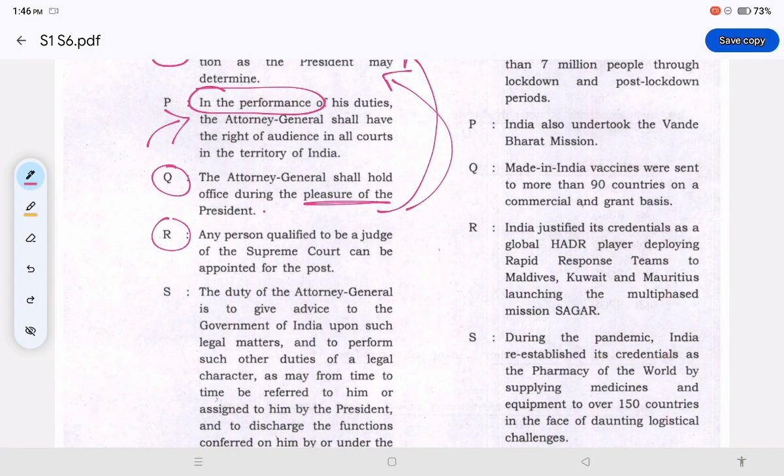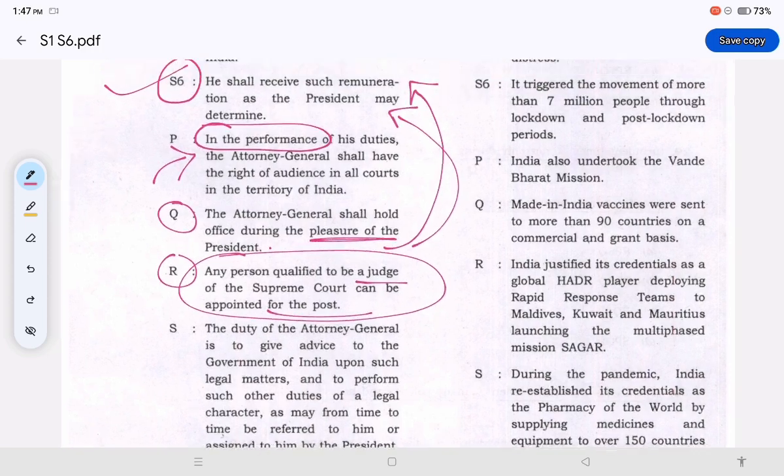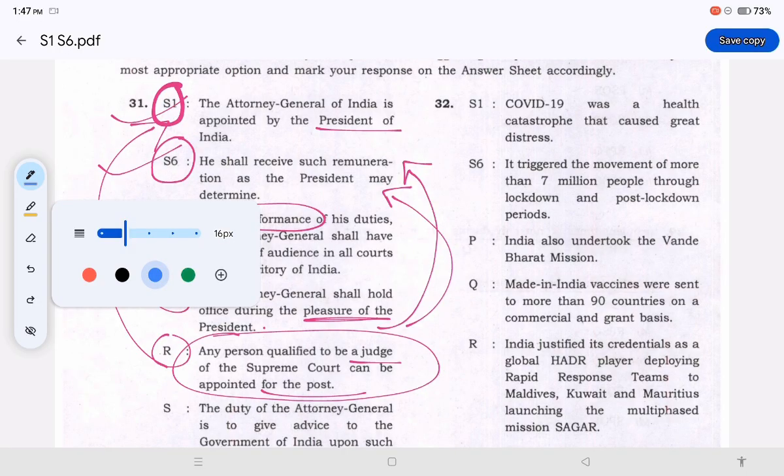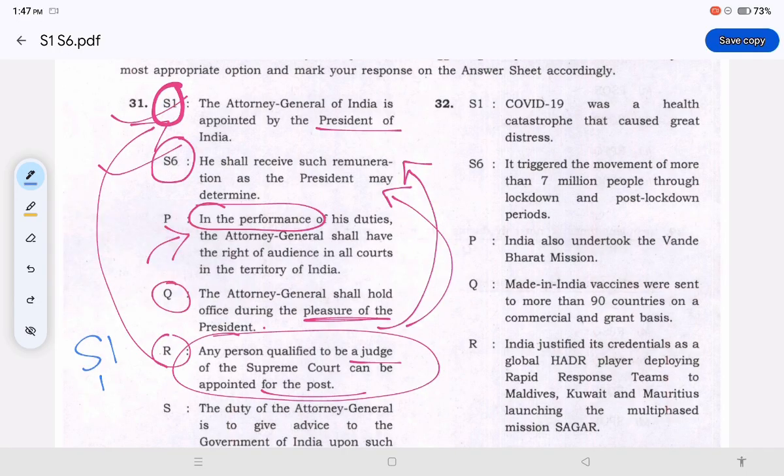Any person qualified to be a judge of the Supreme Court can be appointed for the post. Read this sentence very carefully. Any person qualified to be a judge of the Supreme Court can be appointed for the post. For which post? Oh yes, for the post of Attorney General. Where did we discuss this? Okay, this was in the very first sentence. That means it's clear that after S1, what comes is R.